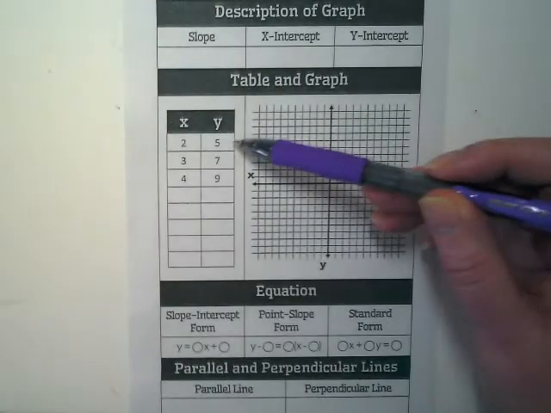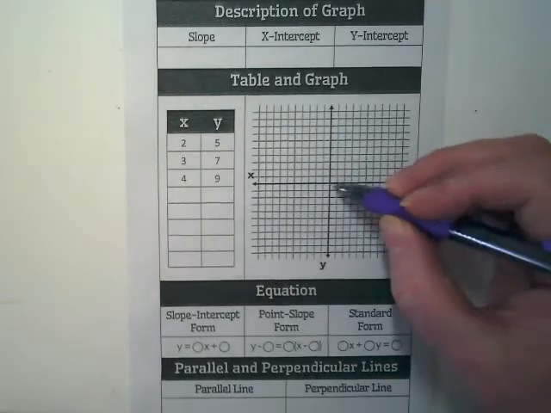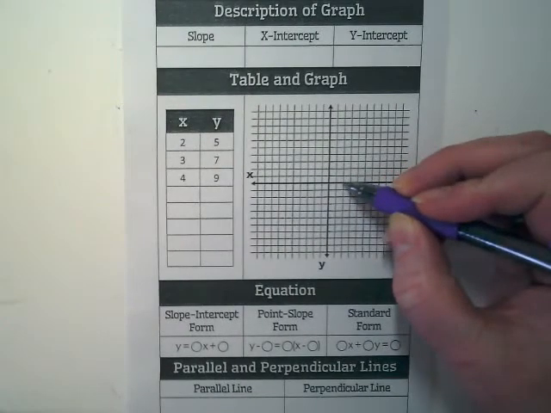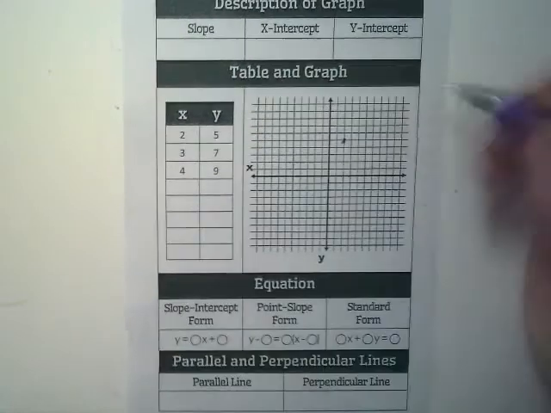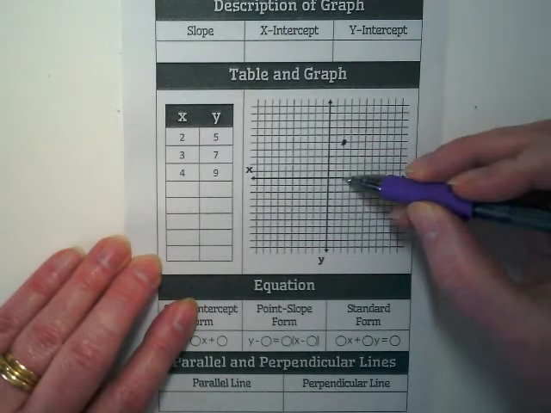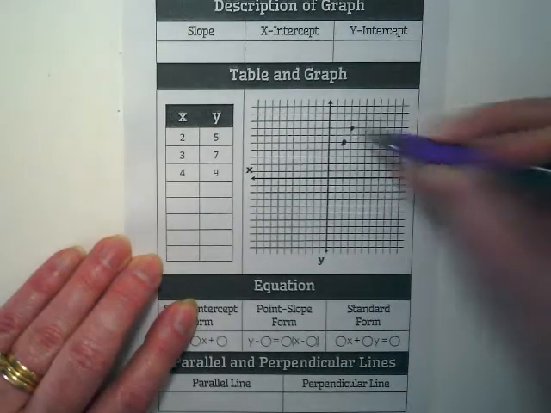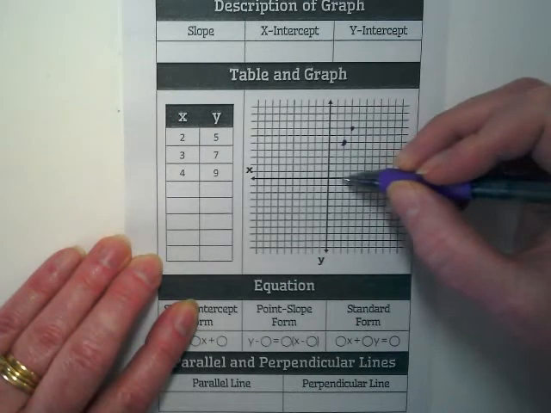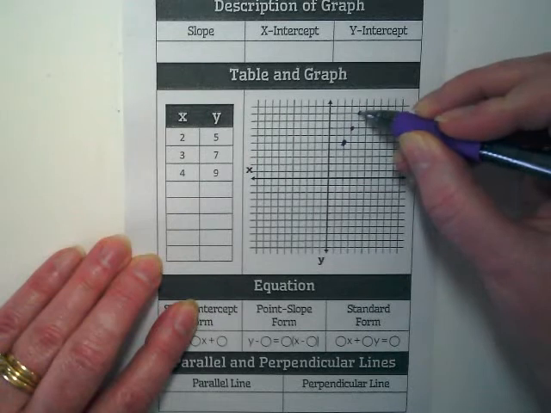When I see that there's numbers in a table, there's a couple things I want to do with them. The first thing I want to do is graph those points. So let's start with graphing 2, 5. Three, seven. And 4, 9.